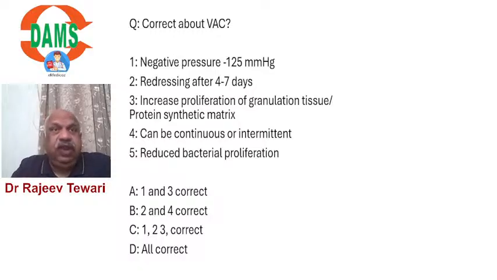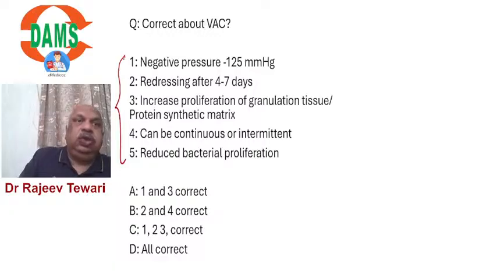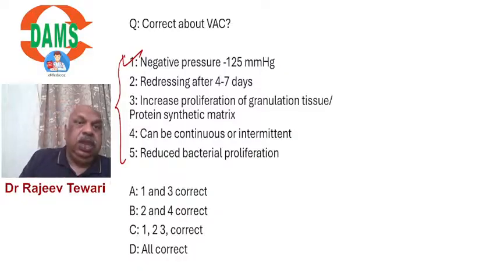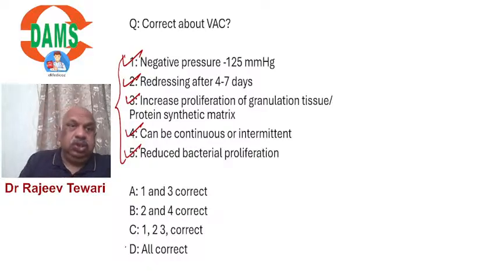Correct about VAC. VAC has become a very favorite topic, vacuum assisted closure. For bed sore, for burst abdomen, this is a January FMGE question, VAC is considered best treatment. I have taken 5 options because I am not sure which 4 were asked, and all are correct. This is another question in VAC, what pressure you keep in VAC. Dressing, negative pressure minus 120, 125 is correct. Redressing after 4 to 7 days, correct. It promotes granulation, that's correct. It can be continuous or intermittent, that's correct, and reduces bacterial proliferation. The environment of the wound is very conducive for bacterial growth. Poor blood supply, slough, all these are removed by it. It promotes granulation, promotes blood supply, increases oxygen concentration. So, it reduces bacterial proliferation. So, D is the correct answer.